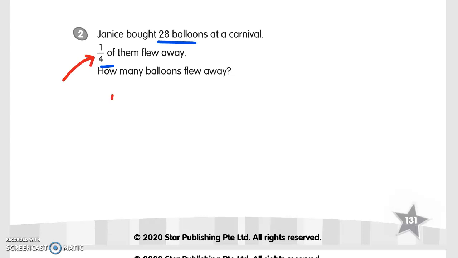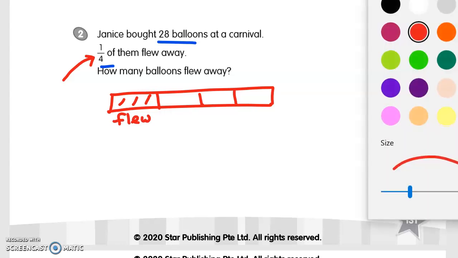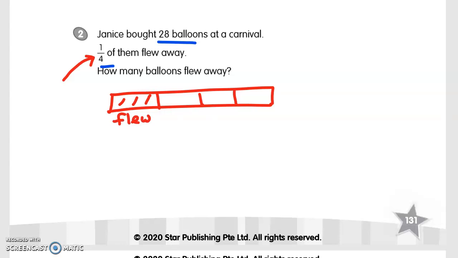4 means there are 4 parts. Okay, if I draw a model, it will mean there are 4 parts of 4 sets. And 1 out of 4 flew away. We also know that there is a total of 28 balloons for all these 4 sets.